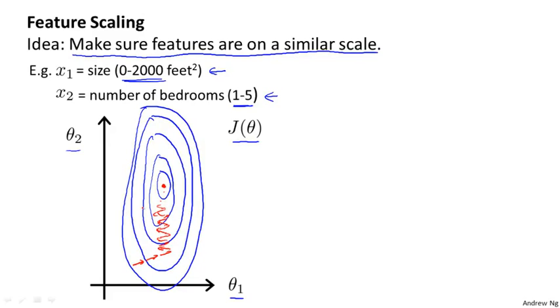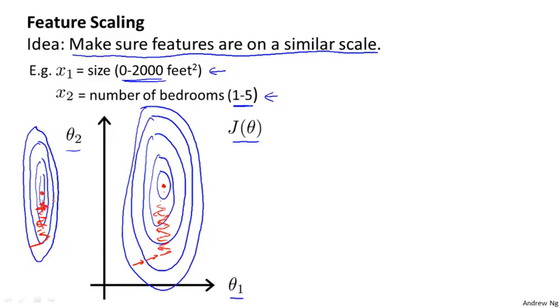In fact, you can imagine if these contours were exaggerated even more, if we were to draw incredibly tall, skinny contours, and it can be even more extreme than that, then gradient descent will just have a much harder time, meandering around. It can take a long time to find its way to the global minimum.